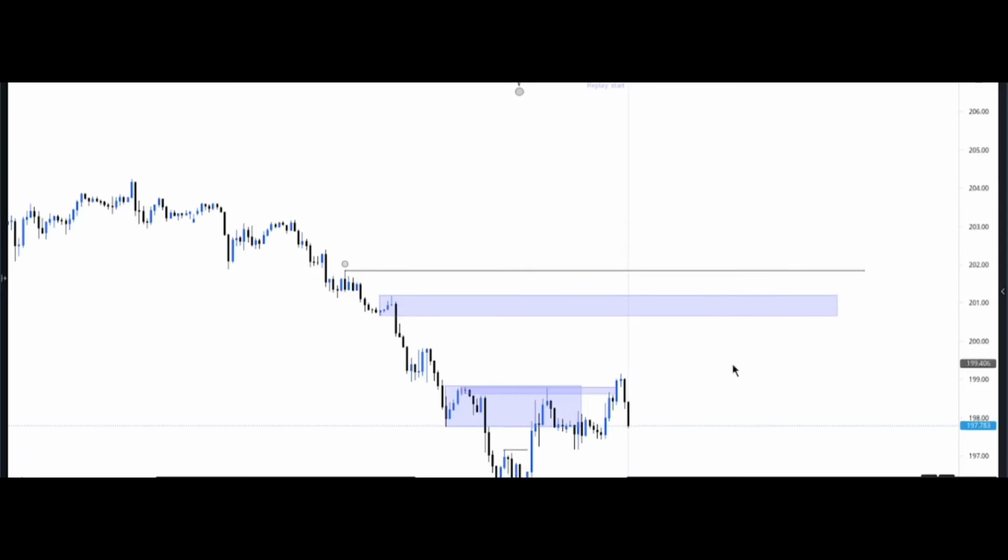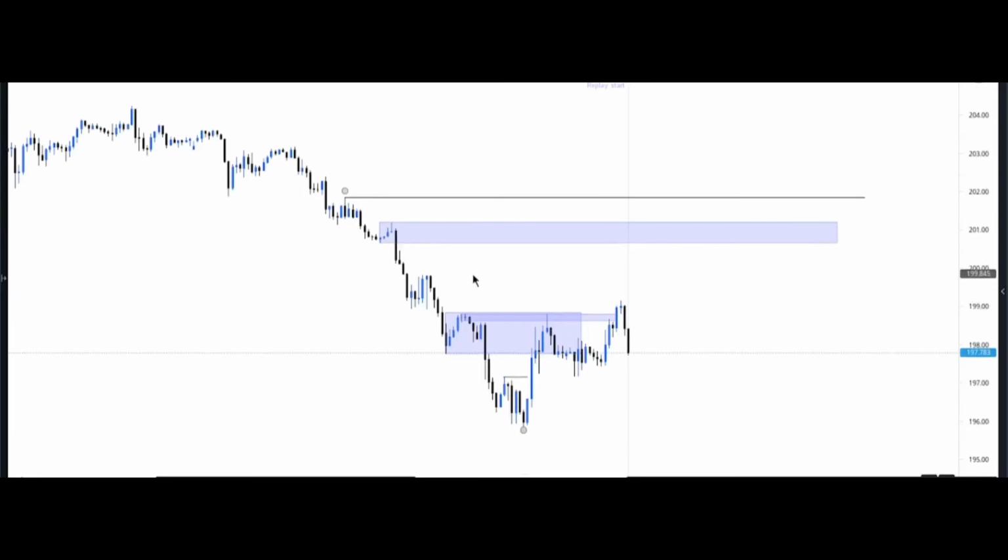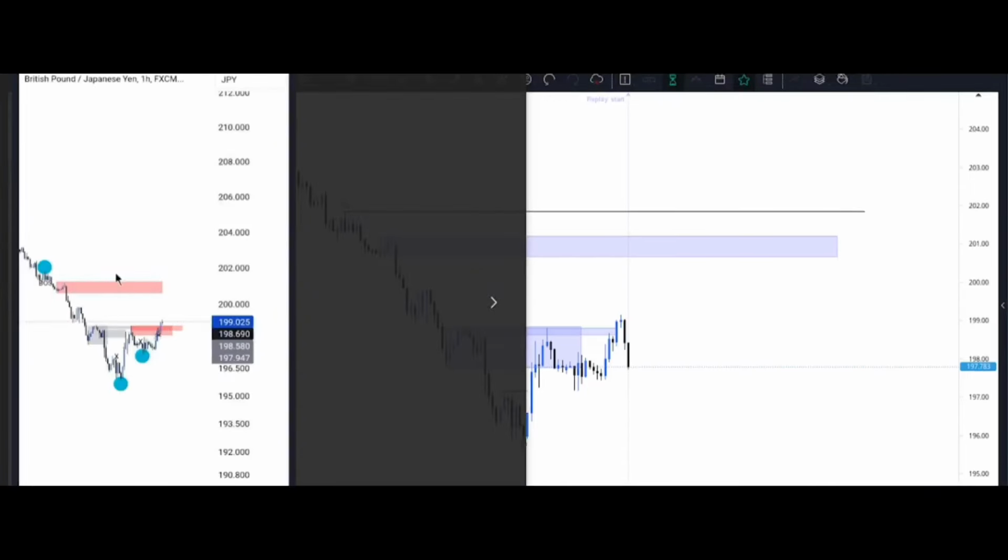It will make more sense to you. Now, as you can see, we posted this setup before, both on our VIP community and our public Telegram channel. So we were looking at this area of interest here, for price to come into this area of interest and drop. Remember, this is our decisional area of interest where we refined on the lower time frame. So we're expecting price to tap into it and drop. But price didn't do that.